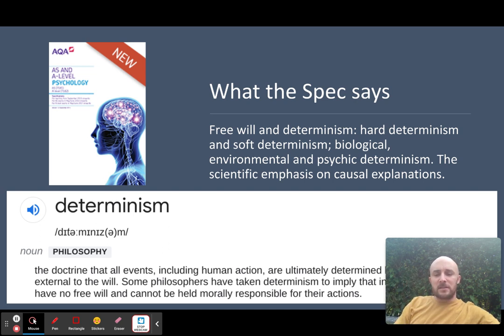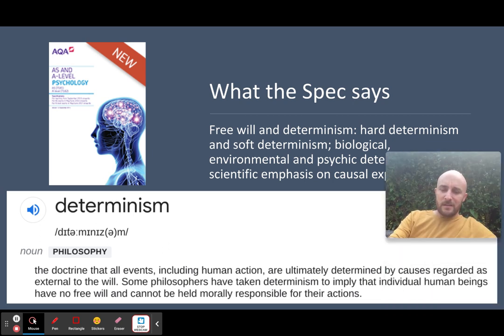And then psychic determinism as well. The last sentence just down here is probably one of the most difficult parts of the spec for students to get, I think, but actually the concept's relatively easy. We're going to be looking at the scientific emphasis on causal explanations. So basically how science is obsessed with causal explanations. So A affects B, and that's basically what determinism is.